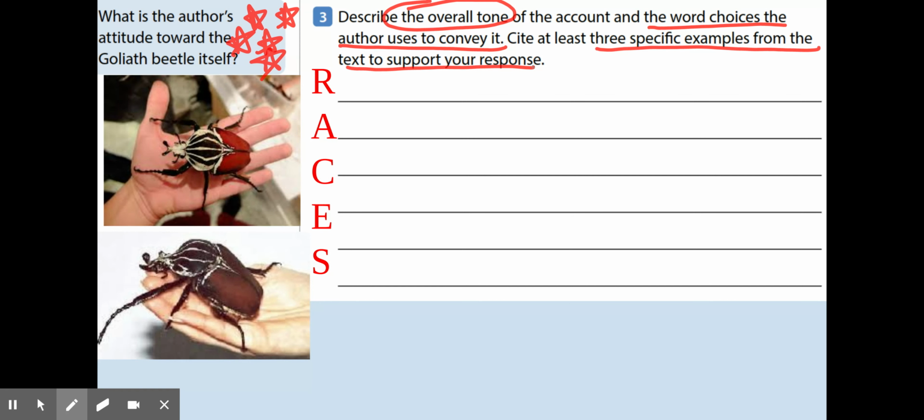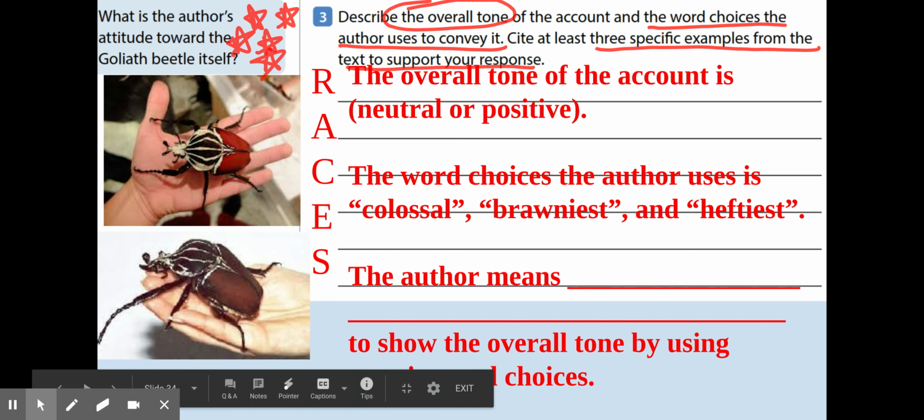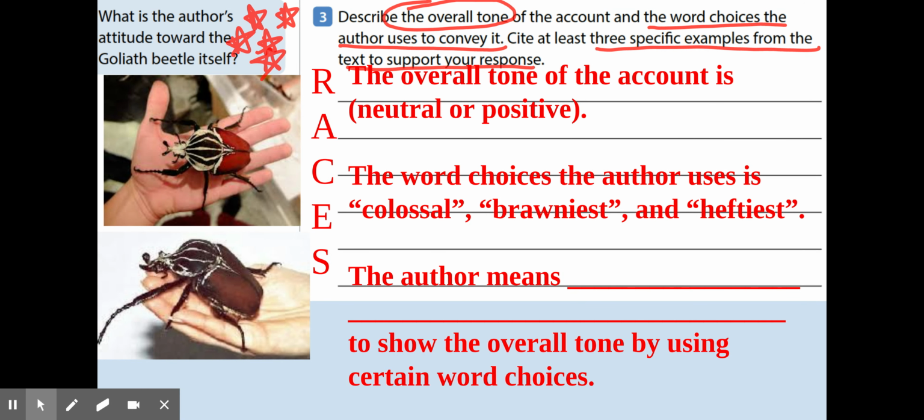So I'm going to give you all an outline first. Okay. So using the RACES strategy, one of the things we came up with was, this is just, hold on. So don't write this down. I'm going to go to another one in a second, and you can always rewind this. It says the overall tone of the account is, pick one of these, neutral or positive.